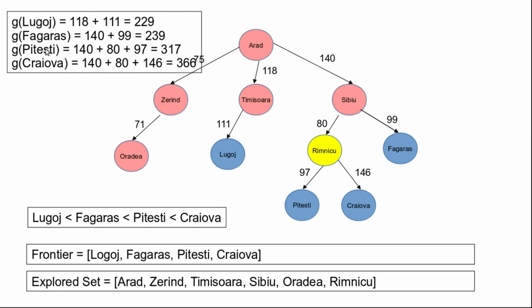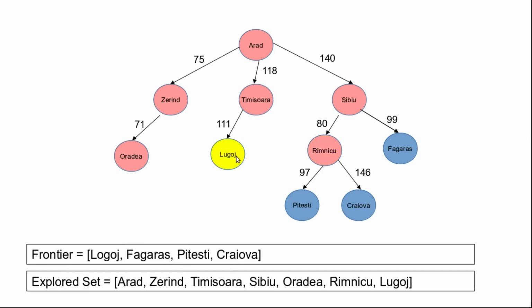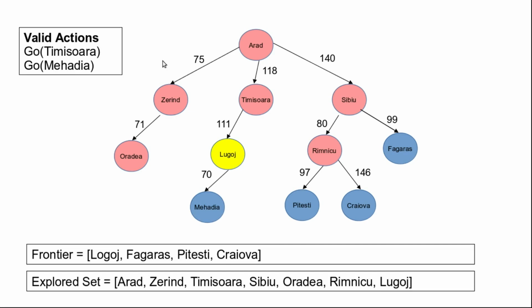And if we order the nodes based on the g value, this is the order: Lugos followed by Fagras, followed by PTSD, followed by Craiova. And hence in the frontier list, this is the order in which we'll have the nodes. Now when we need to select the next node for expansion, Lugos will be selected. Again, we check whether this selected node is the goal state. No, it is not the goal state. So add it to the explored set, and then find out what the valid actions are.